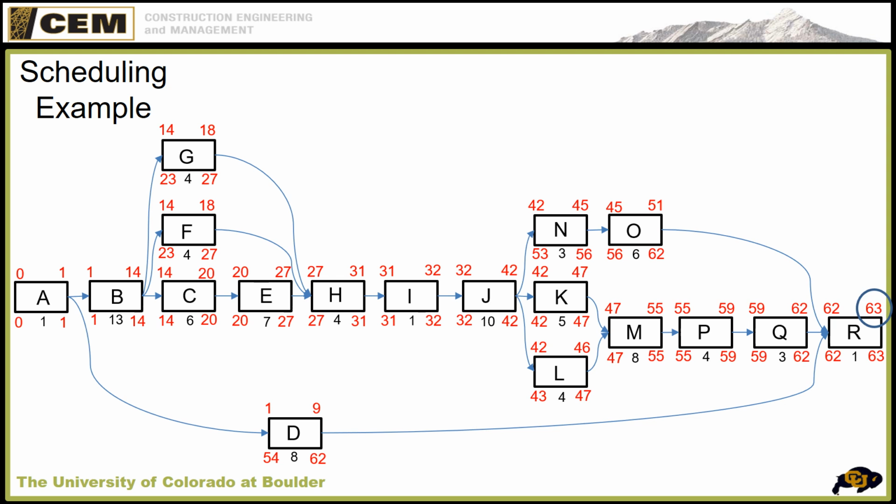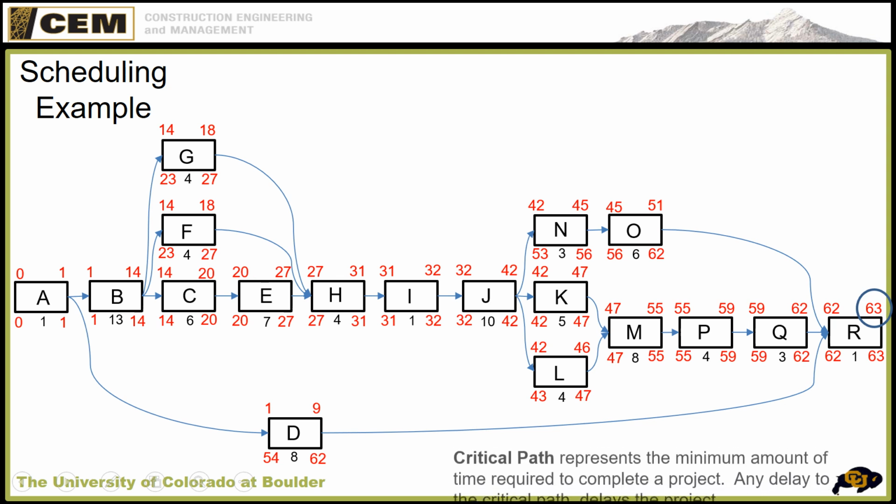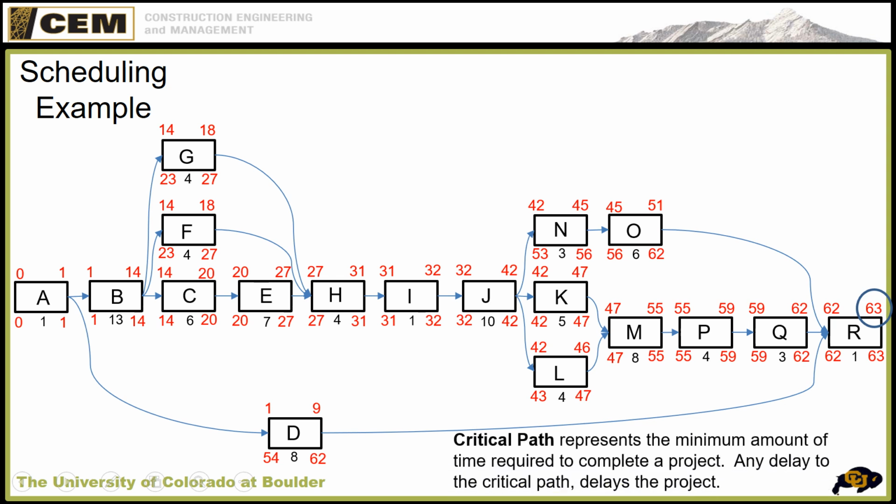If early start equals late start, for example, I, then this is a critical path activity. We have no wiggle room or no float to delay this activity. Some people call this slack. Most people call it float though. So we have zero float. This is a critical path activity. Okay, the critical path represents the minimum amount of time required to complete a project. If you delay any activity on the critical path, it delays the project.